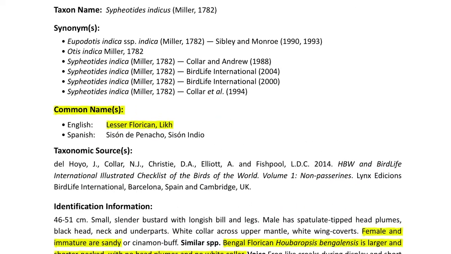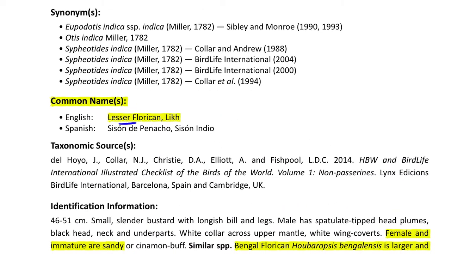Next, we have already seen that the common name is Lesser Florican, but more importantly, it is also known as likh or Kharmore. Kharmore. I hope I'm pronouncing it right. Any native speaker, please let me know if I'm doing it wrongly. Okay, so instead of Lesser Florican, likh or Kharmore may be given, and you could get confused, so I've highlighted it here.